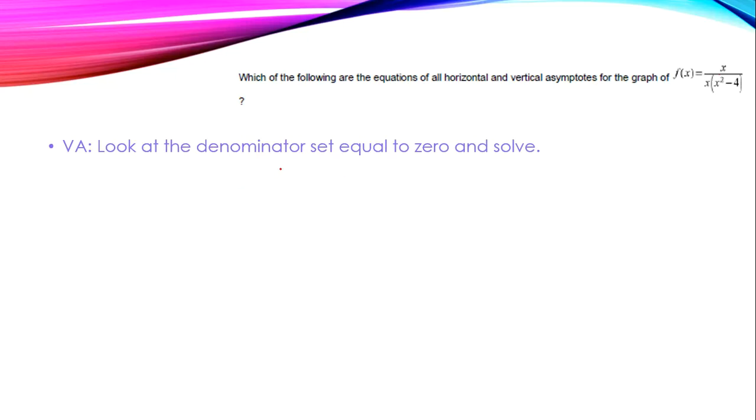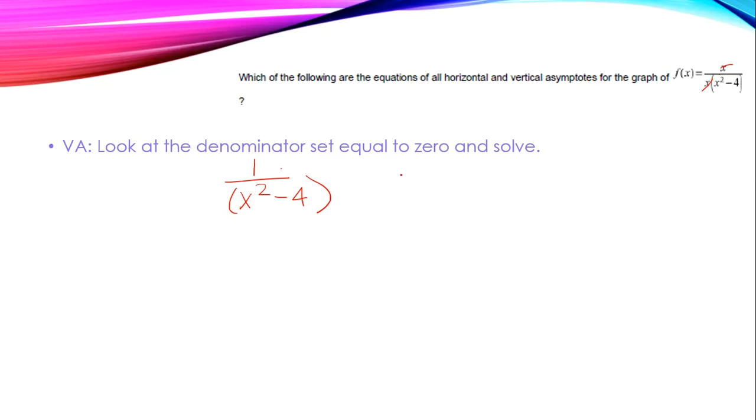Which of the following are the equations of the horizontal and vertical asymptotes of the graph? Well, for the vertical asymptote, we're just going to take the denominator and set it equal to 0. Okay, and I'm going to actually simplify this guy a little bit as well. So since we have an x and an x, I'm going to rewrite the equation to be 1 over x squared minus 4. And all I did was simplify because they both had an x in common.